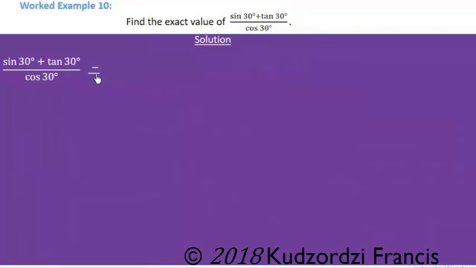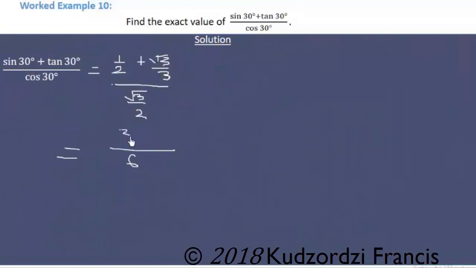So we have sine 30, which is 1 over 2, plus tan 30, which is root 3 over 3, then over cos 30, which is root 3 over 2. Now we simplify to obtain, we have the LCM to be 6, so we get 3 plus 2 root 3 over here, then all over root 3 over 2.